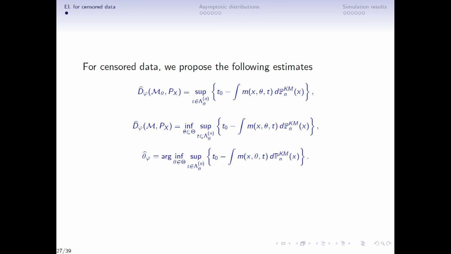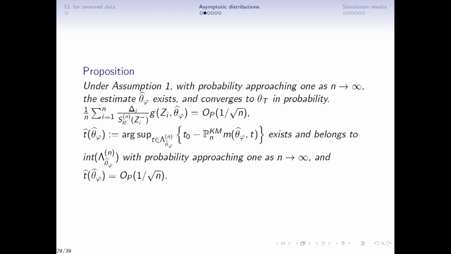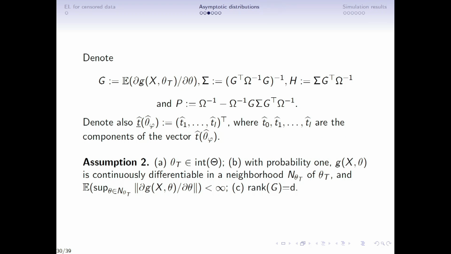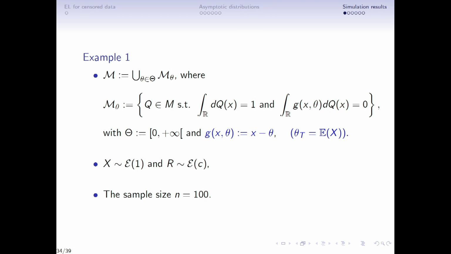Now to give another adaptation to the case of censored data, we have just, in the above definition, to replace the empirical measure by the Kaplan-Meier estimate. We have proved consistency and obtained the asymptotic distribution of the estimates and statistical tests. Here I present some simulation results to illustrate the performance of the obtained estimates and statistical tests.